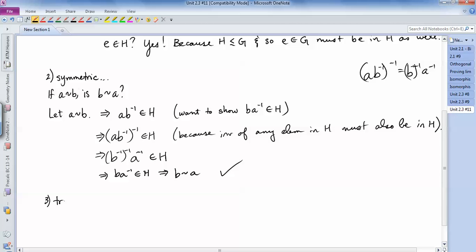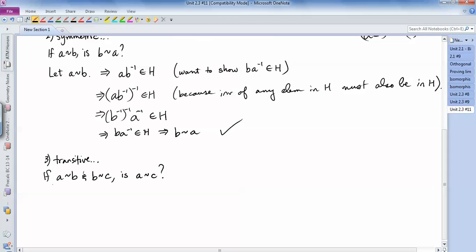All right, the last one's transitive. So if A is related to B and B is related to C, is A related to C? We're going to start out by letting A be related to B and letting B be related to C. So this tells us that AB inverse has to be in H and BC inverse has to be in H.